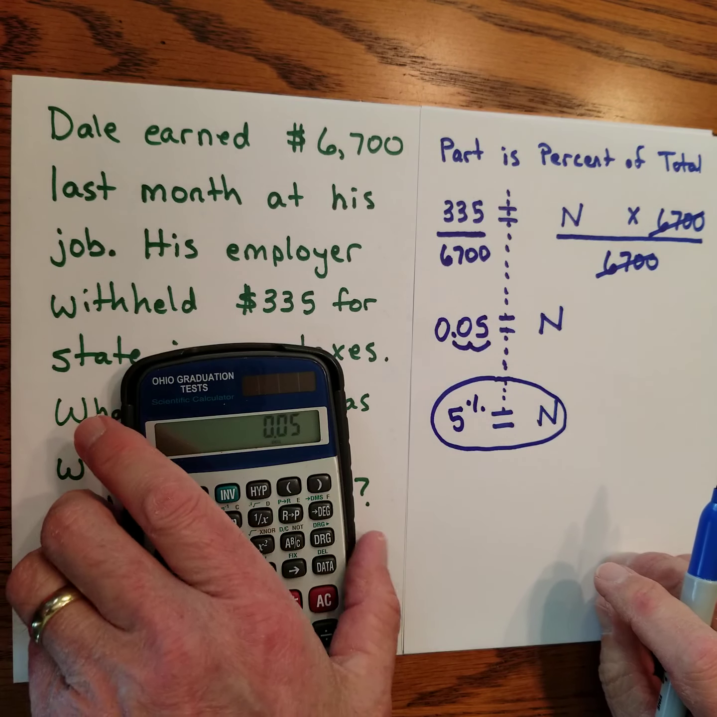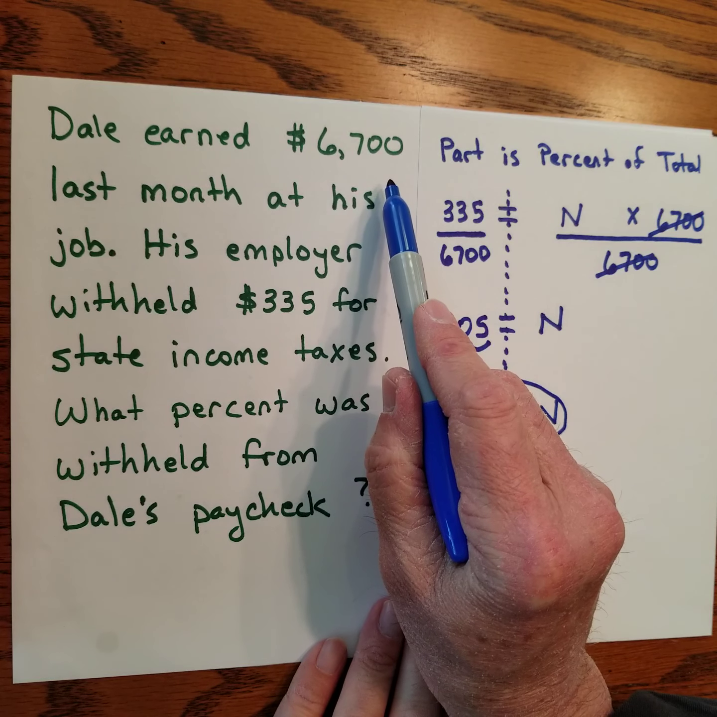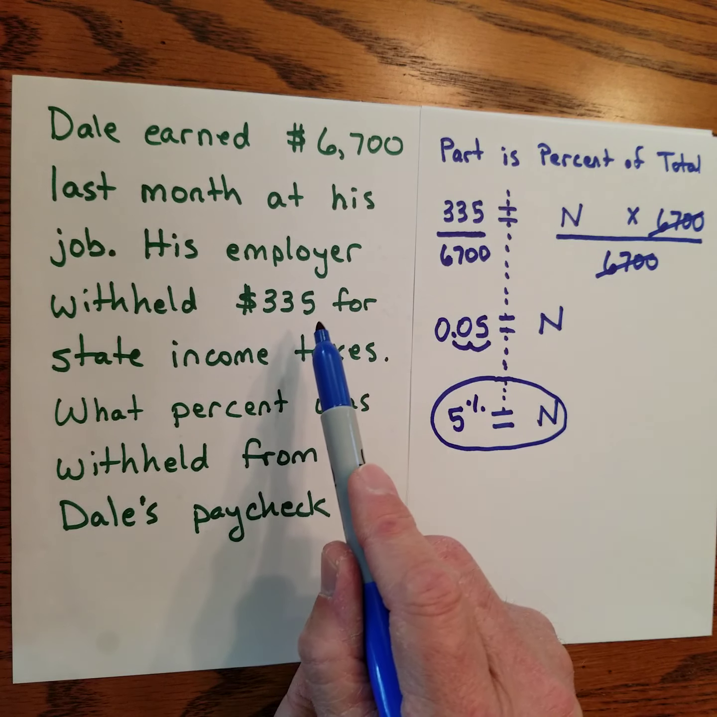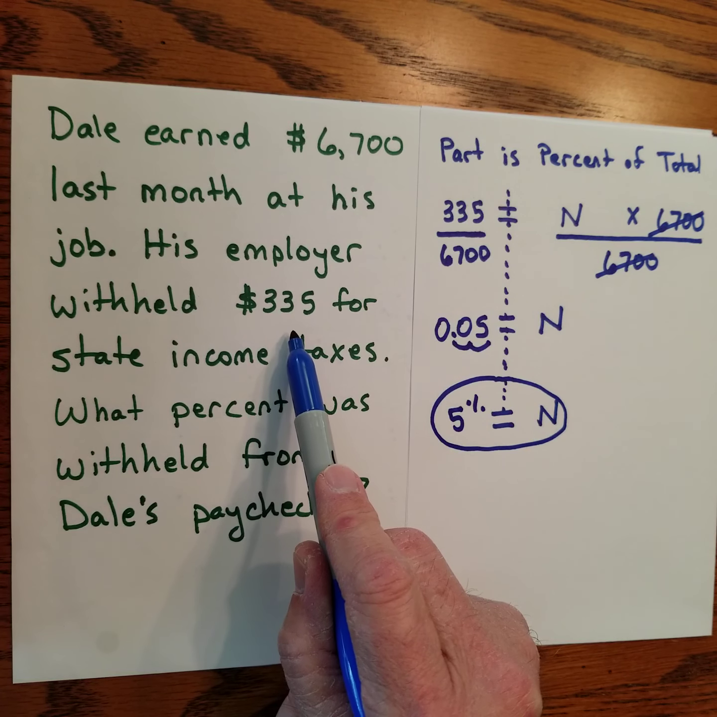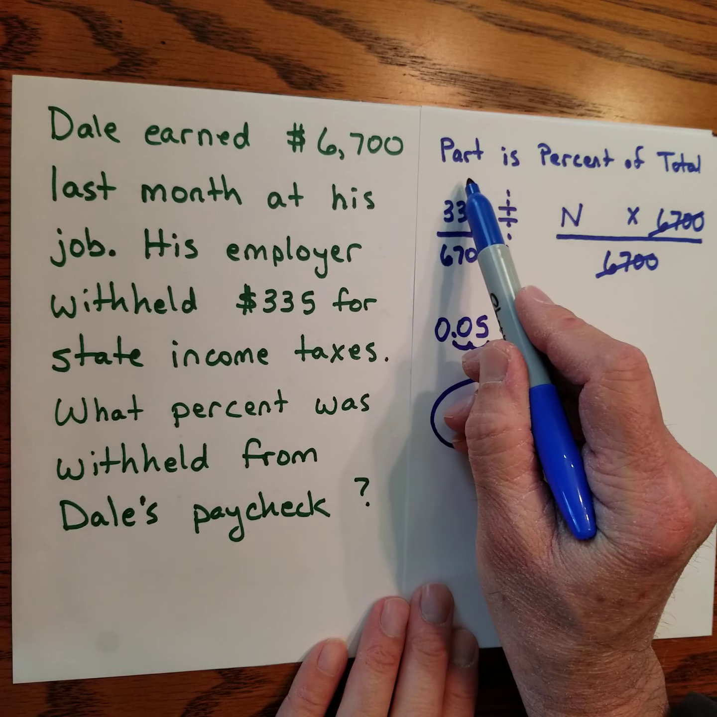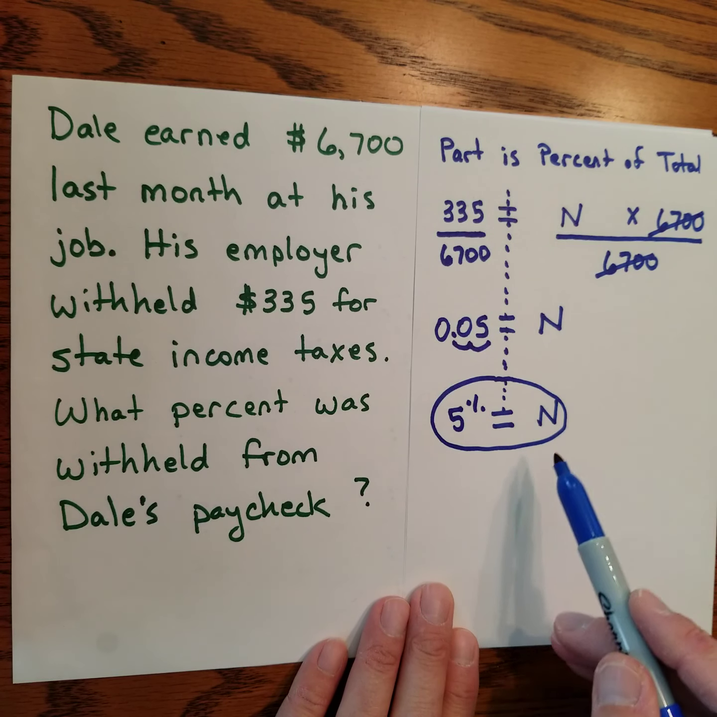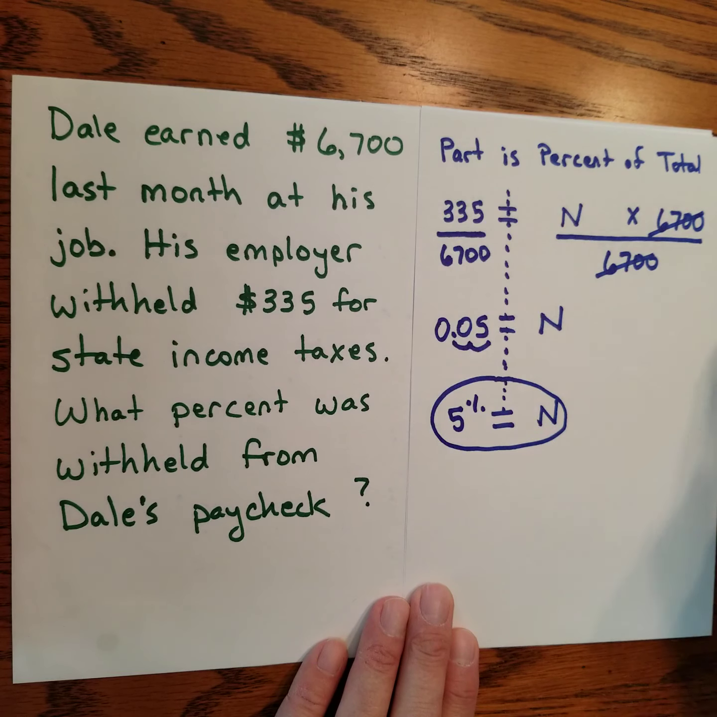Let's make sure that makes sense. If you earn $6,700, but your employer withholds $335, your employer withheld 5% of your paycheck. When you do these problems on your own, what you write on your paper is the formula, fill in the formula, and then solve. Show your work just like that.